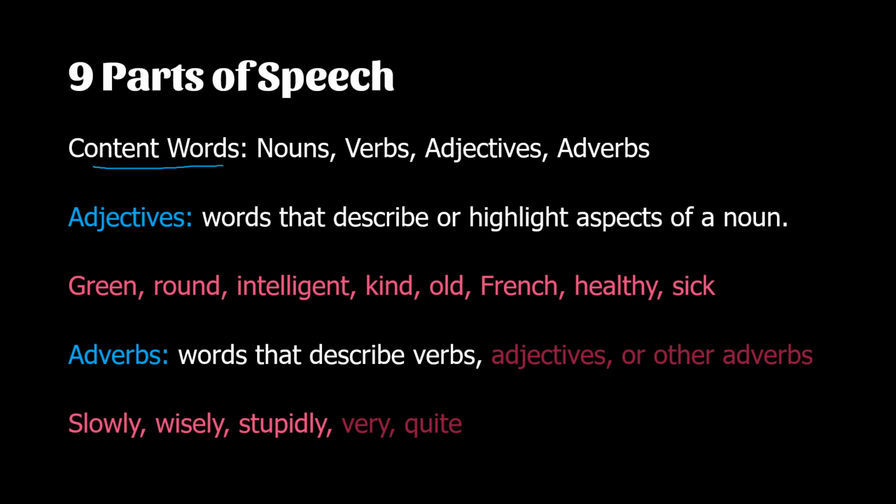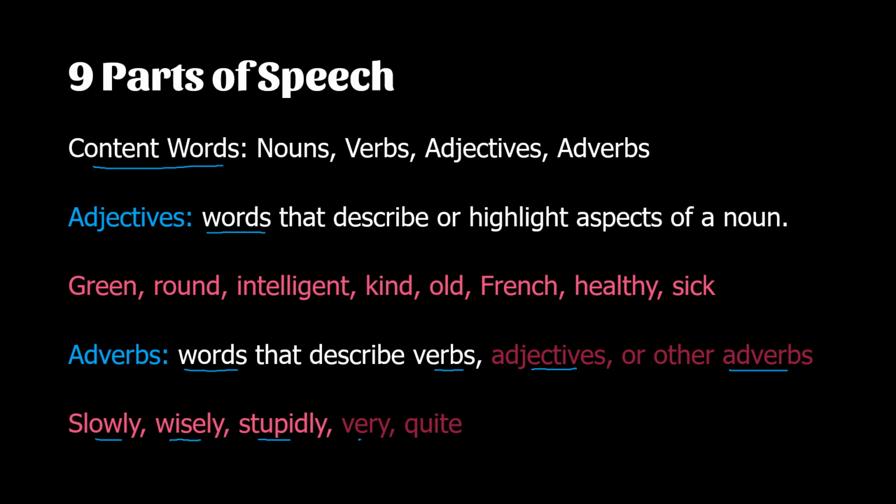Adjectives are individual words. Adverbs are also individual words, and they describe verbs, but also they can describe adjectives and other adverbs. So here, he runs slowly. It describes the running activity. She speaks wisely. It describes the speaking activity. They played stupidly describes the activity of playing.